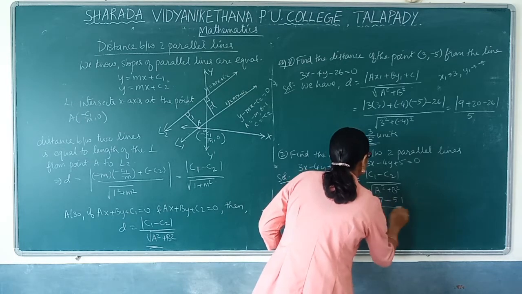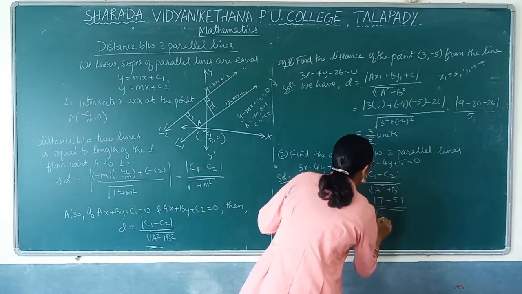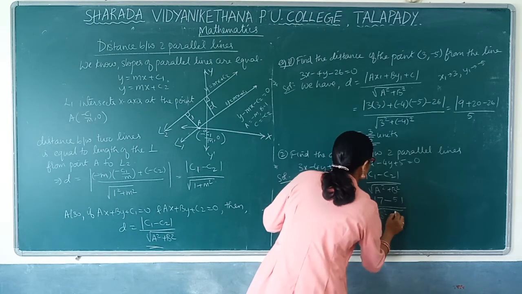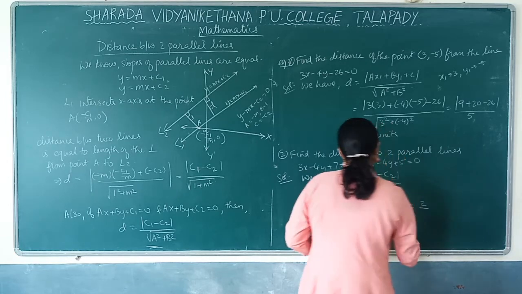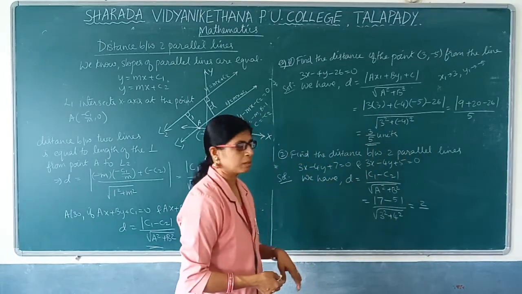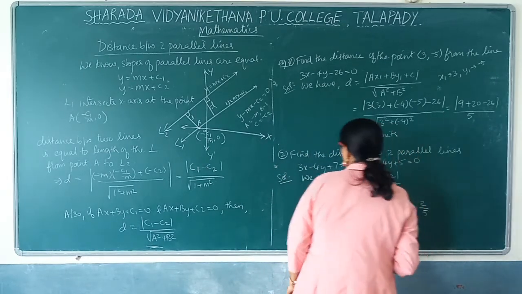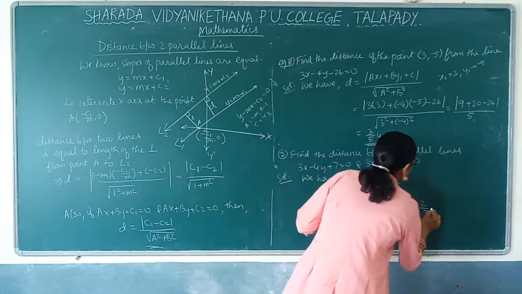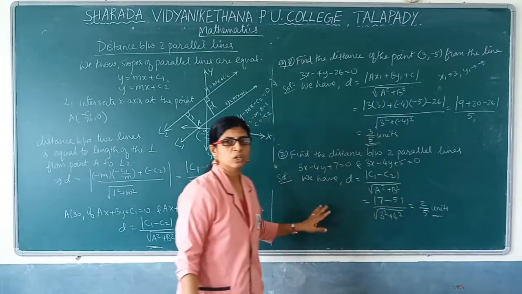7 minus 5 divided by the square root of A square plus B square, where A is the coefficient of x. 3 square plus 4 square, that is 9 plus 16. So 7 minus 5 is 2, and 2 by 3 square plus 4 square, which is nothing but 25. Root of 25 is 5. So what is the distance between the two parallel lines? 2 by 5 units. This is the distance between two parallel lines.